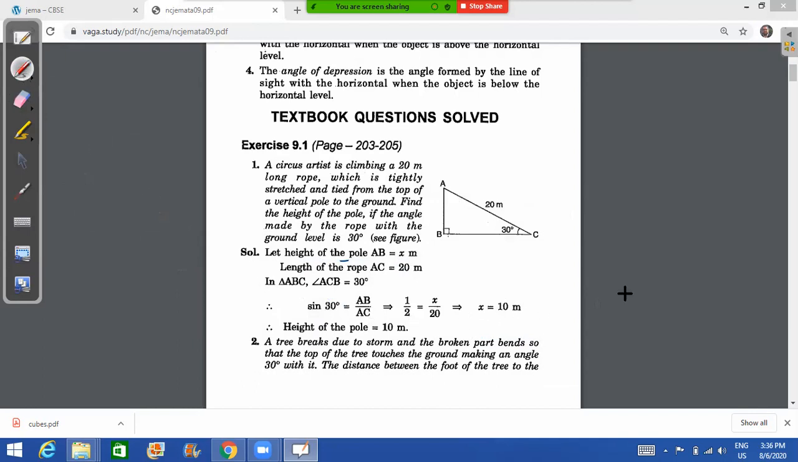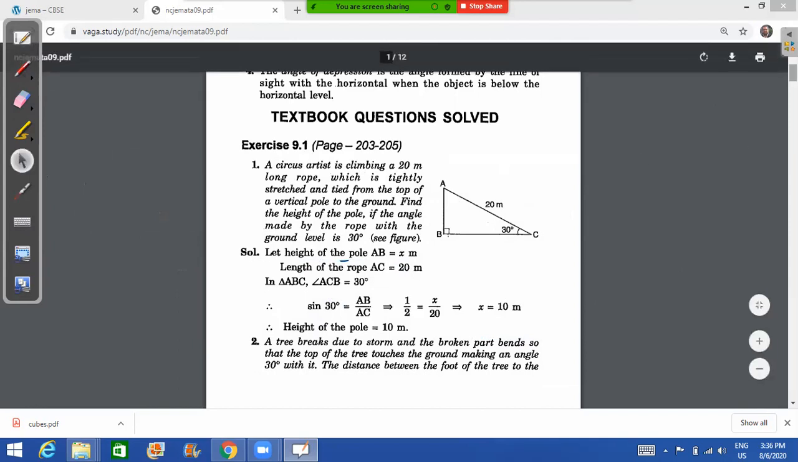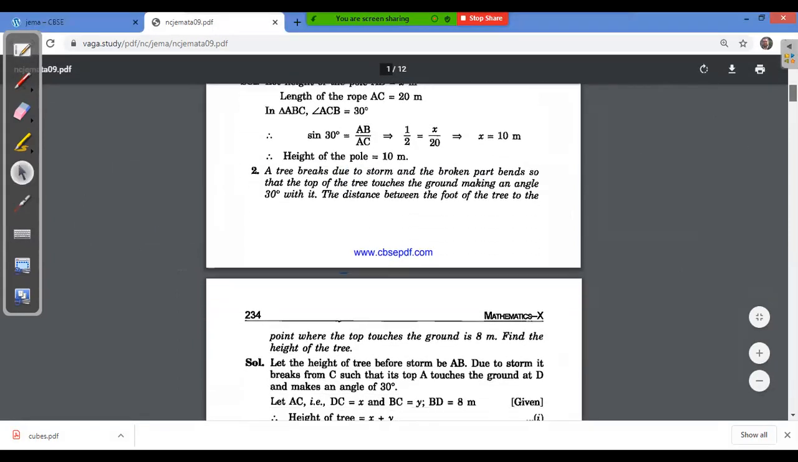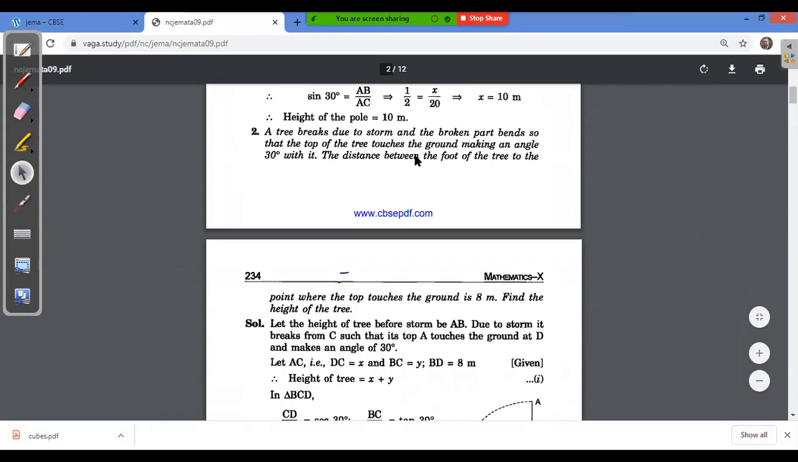That is a tree breaking due to a storm. You can mark this question important. A tree breaks due to a storm and the broken part bends so that the top of the tree touches the ground, making an angle of 30 degrees with it. The distance between the foot of the tree to the point where it touches the ground is 8. Find the height of the tree, right?